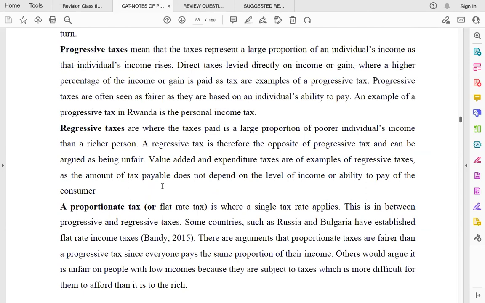Then a regressive tax is the opposite of a progressive tax. And this is unfair because that is where tax paid is a large proportion of a poorer individual's income than a richer person's. A regressive tax is therefore the opposite of a progressive tax and can be argued to be unfair. Value added and expenditure taxes are examples of regressive taxes, as the amount of tax payable does not depend on the level of income.